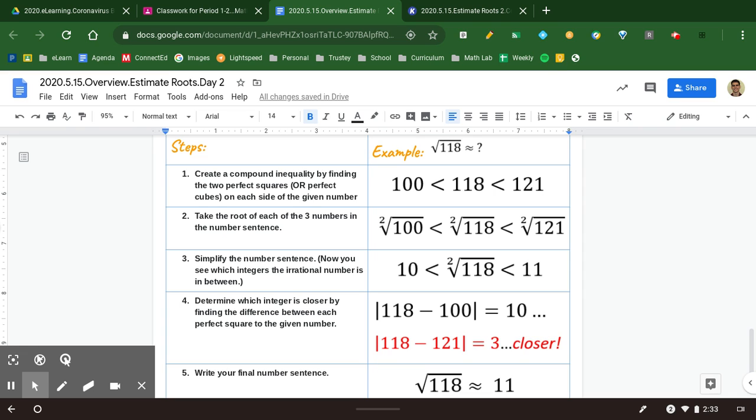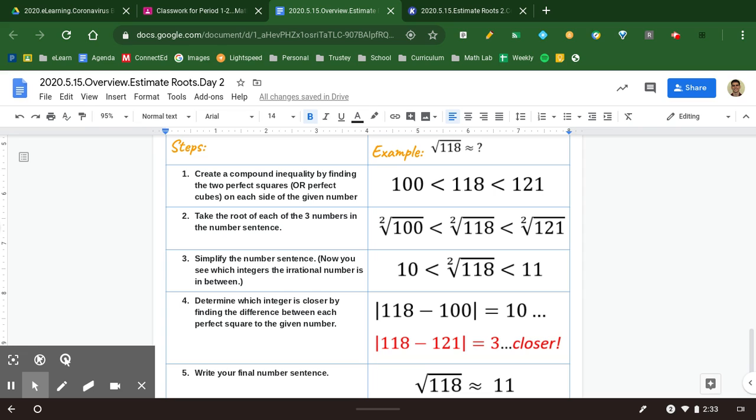Now, some of you might be asking, what's with the 100 and the 121? Why use those numbers? Well, take a look at step 2. Step 2 says to take the root of each of those numbers in the number sentence. And so we see the square root radical symbol over each of the numbers. Step 3, go ahead and simplify. Now, this is why we chose those special numbers.